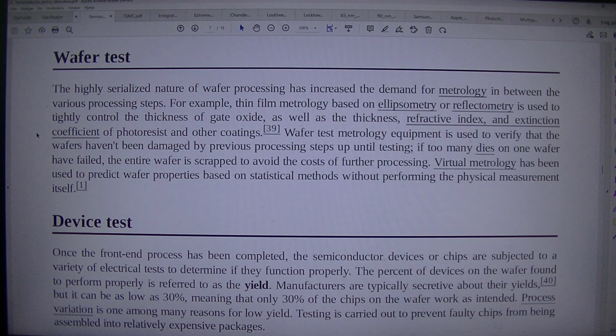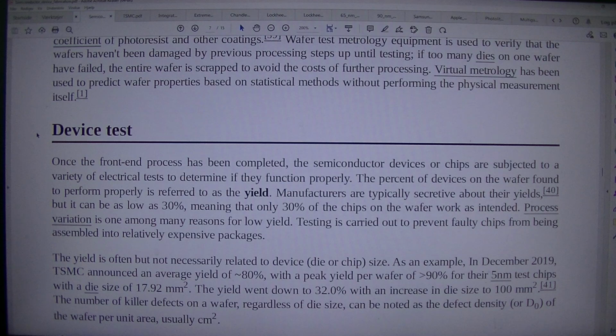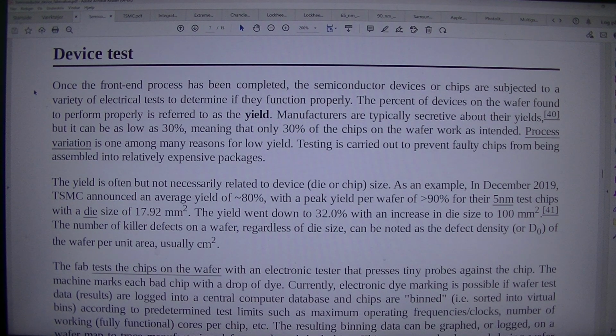Device test. Once the front-end process has been completed, the semiconductor devices or chips are subjected to a variety of electrical tests to determine if they function properly. The percent of devices on the wafer found to perform properly is referred to as the yield. Manufacturers are typically secretive about their yields, but it can be as low as 30%, meaning that only 30% of the chips on the wafer work as intended.